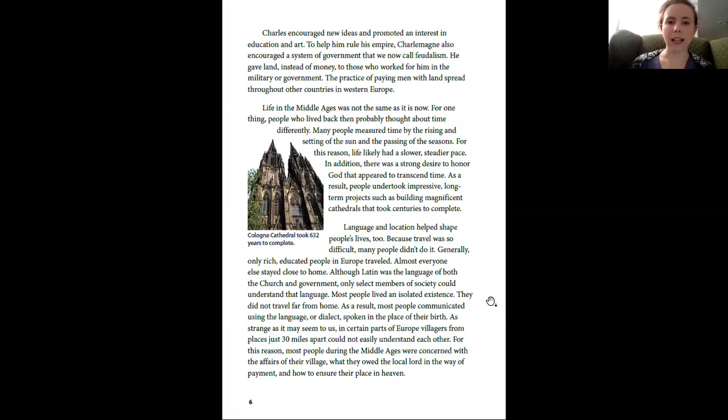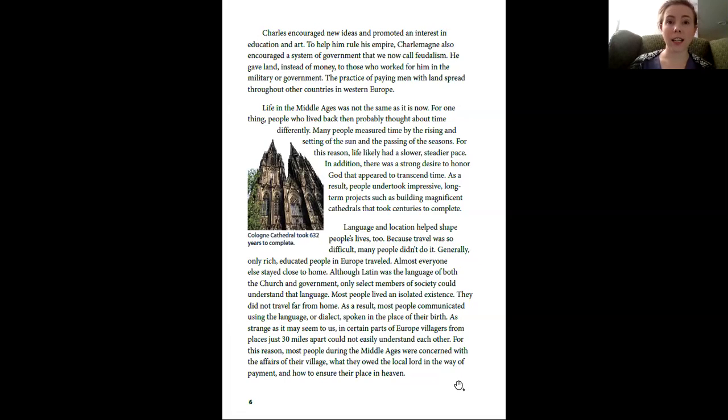Most people lived an isolated existence, kind of like we're isolated right now if you're quarantining. They did not travel far from home. As a result, most people communicated using the language or dialect spoken in their place of birth. As strange as it may seem to us, in certain parts of Europe, villagers from places just 30 miles apart could not easily understand each other. For this reason, most people during the Middle Ages were concerned with the affairs of their village, what they owed the local lord in the way of payment, and how to ensure their place in heaven.